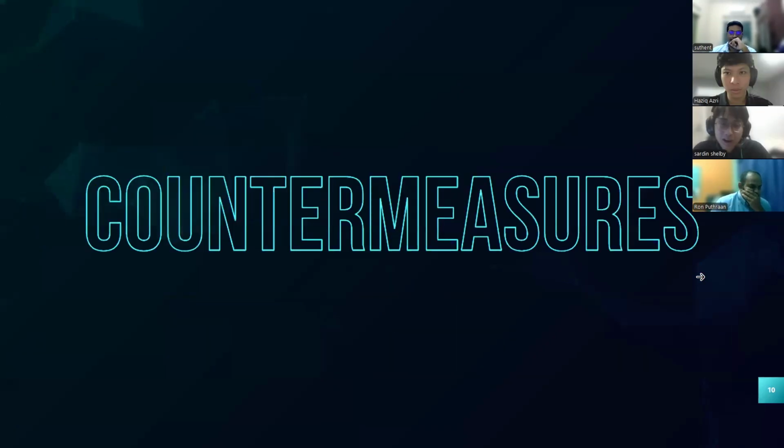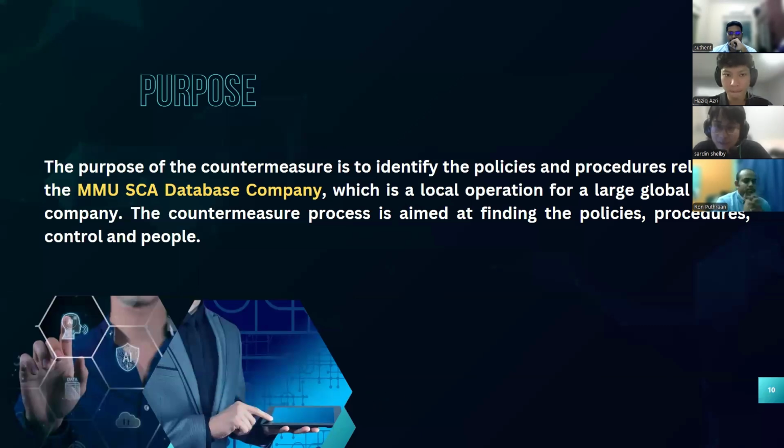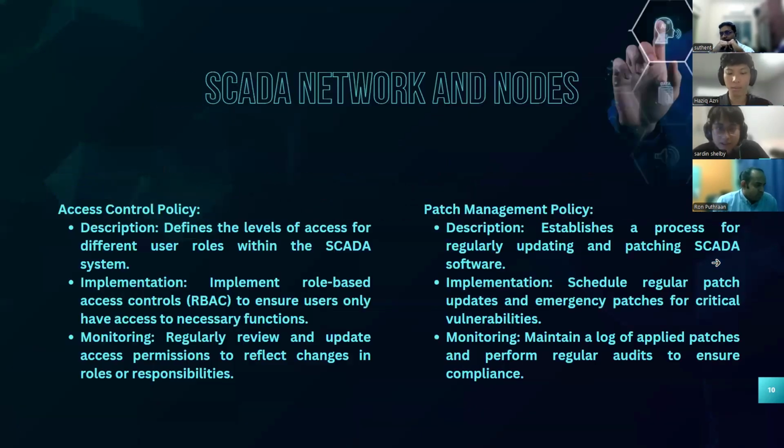So, I will explain our purposes for our countermeasure. Next slide. Our purpose of the countermeasure is to identify the policies and procedures related to the MMU SCADA database company, which is our company, a local operation for a large global mining company. The countermeasure process is aimed at finding the policies, the procedures, the controls, and also the people.